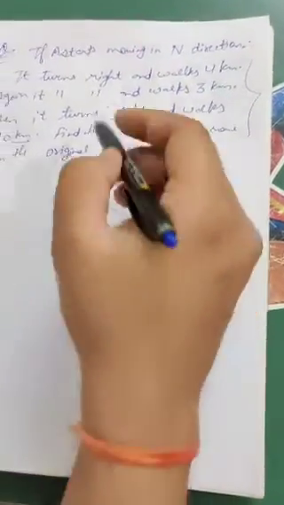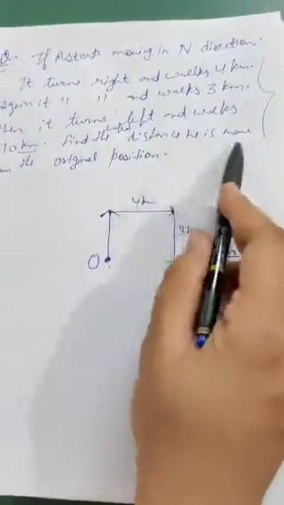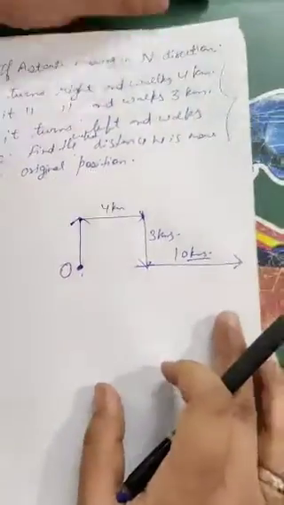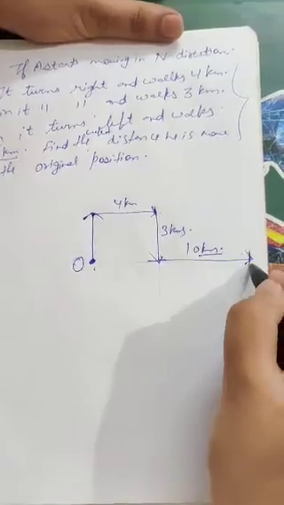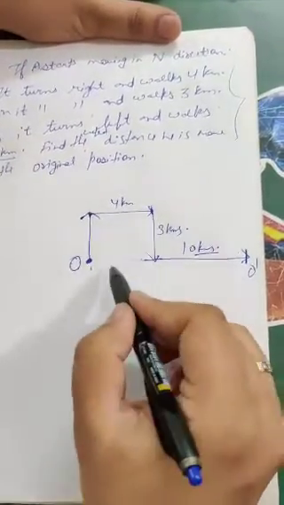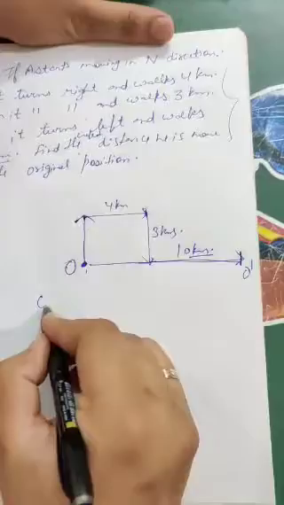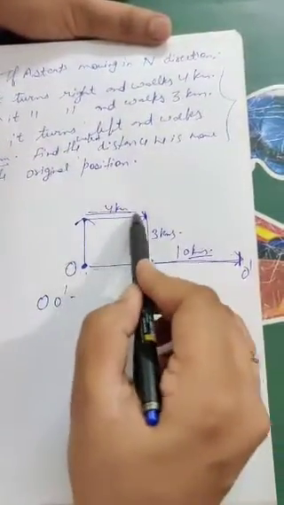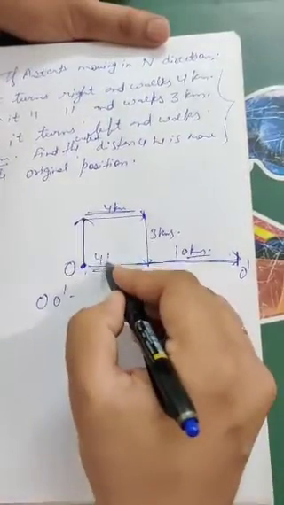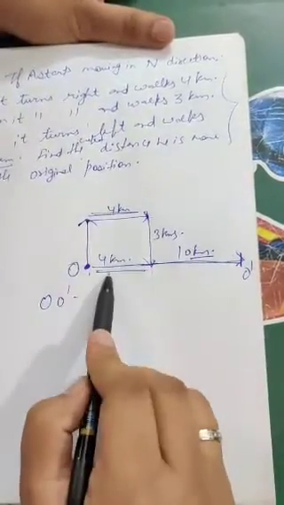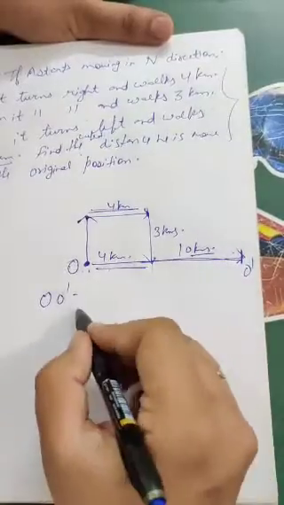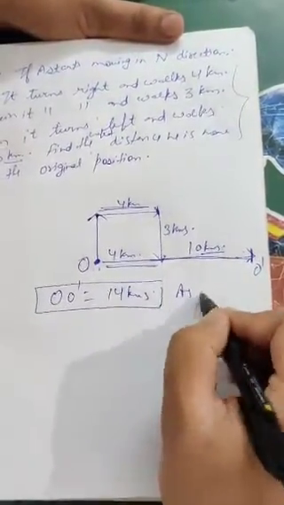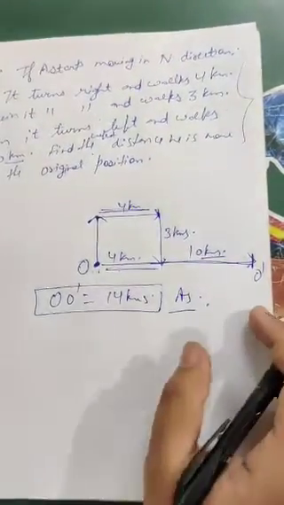Now at what distance is he from the original position? See here, it is here. Let's consider it O dash, and we have to find the distance between O and O dash. As we know this is 4 kilometers, so 4 kilometers plus 10 kilometers means 14 kilometers. That is 14 kilometers is the answer. So this is also one type of question.